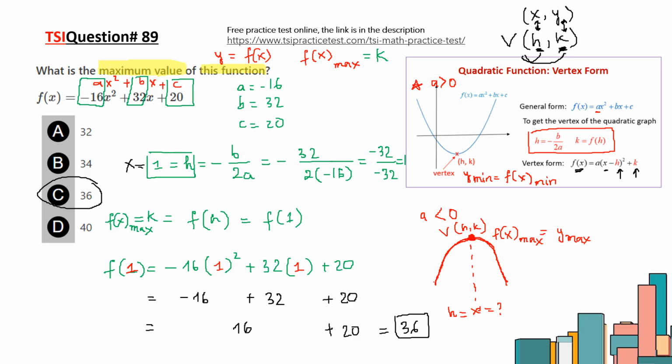They may ask the same question, but they may give you a positive, like this one. So it will look like that, and then they will ask you for the minimum value. So make sure you know it.